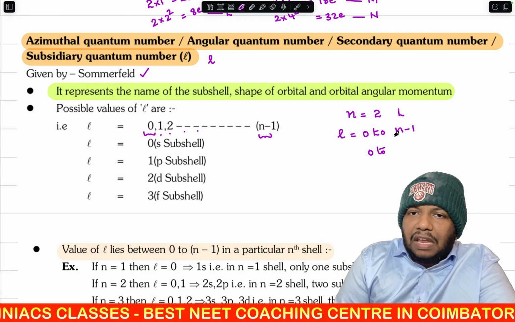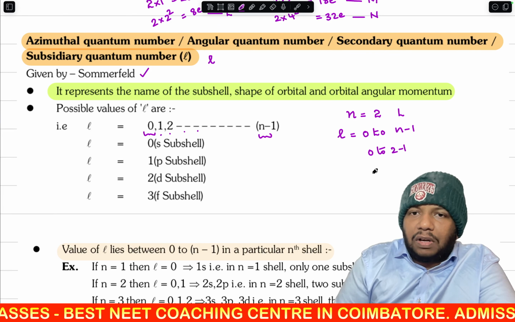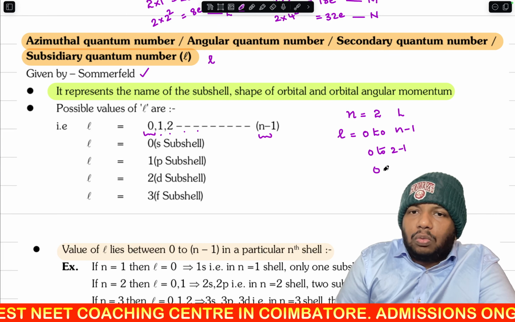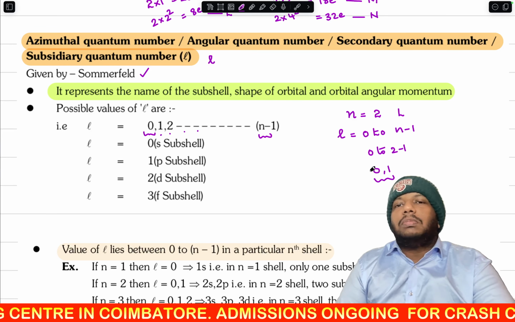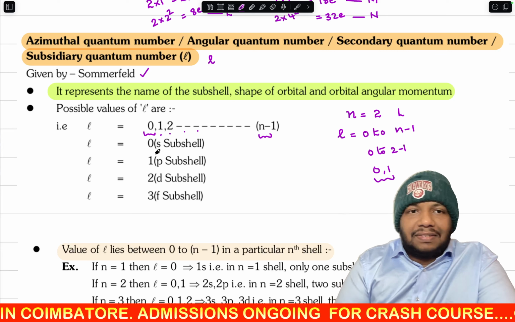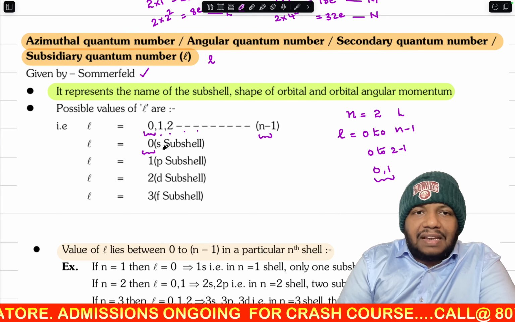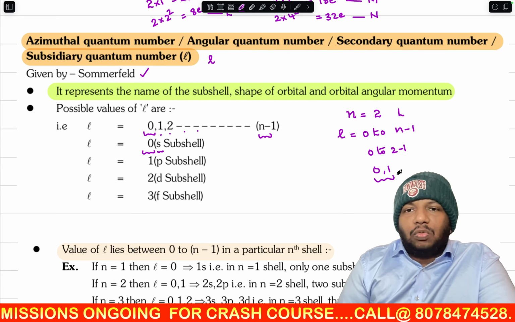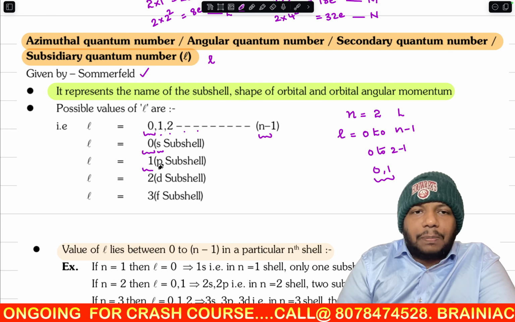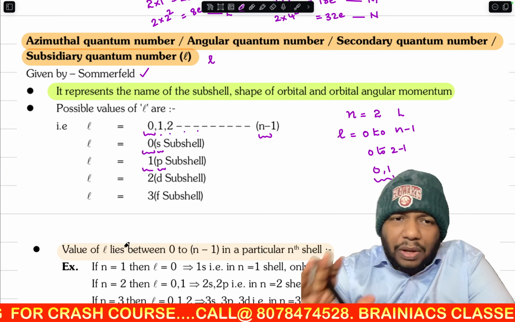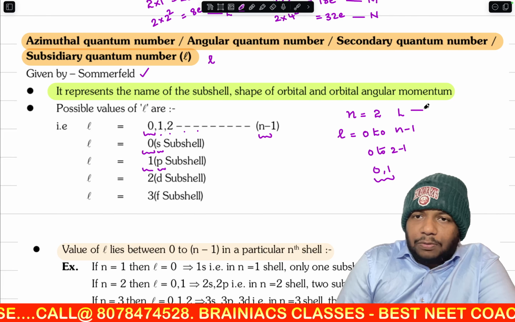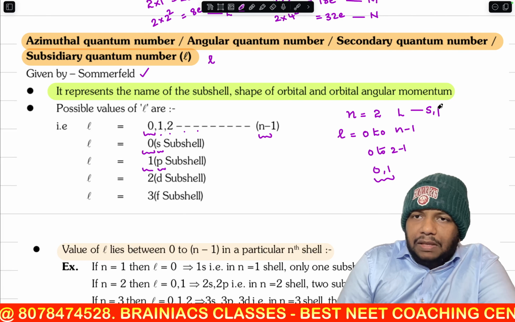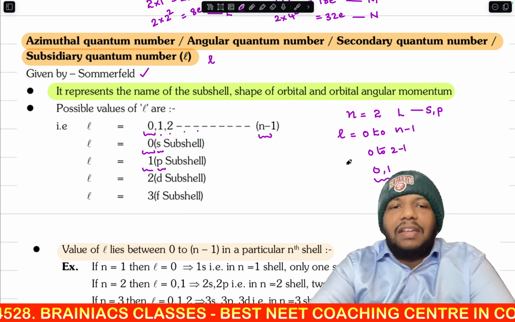0 to n, the value is 2. So 2 minus 1, so I can say 0 to 2 minus 1 is 1. So I can say 0 and 1 are the possible L values. If it is 0, that means there is an S subshell. If it is 1, there is a P subshell present. So I can easily say that in the second orbit, L can have two types of subshells, that is S and P. It's a simple understanding.